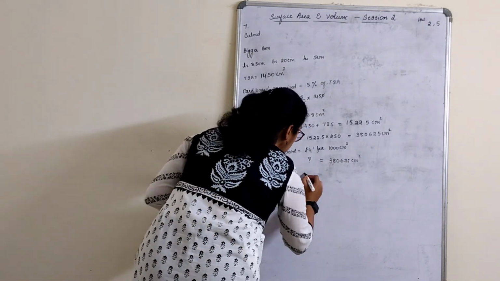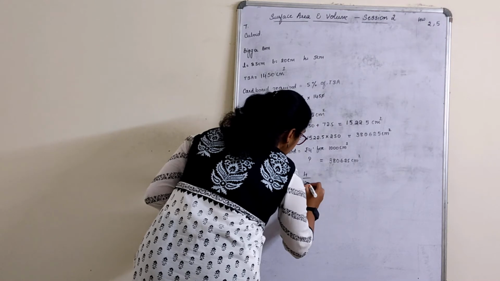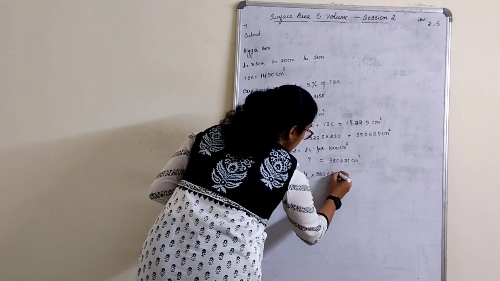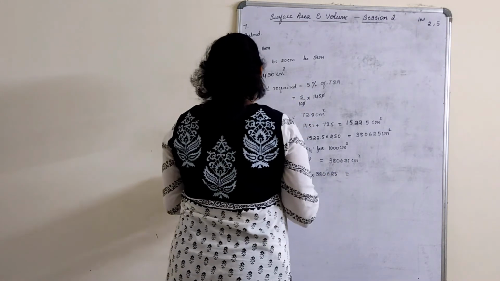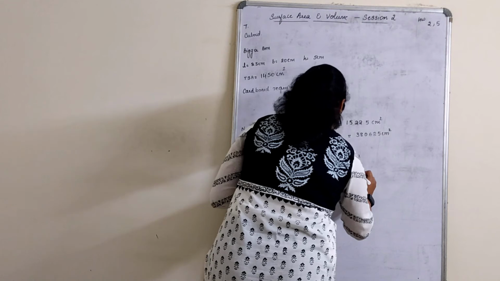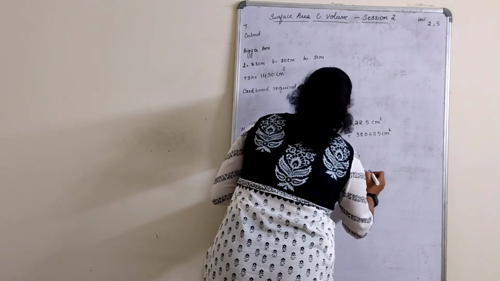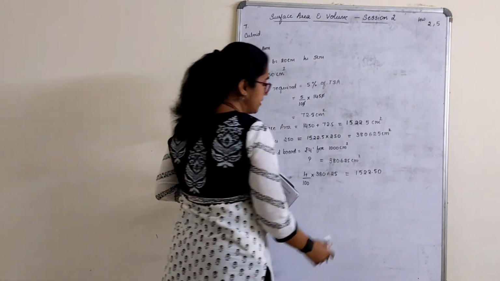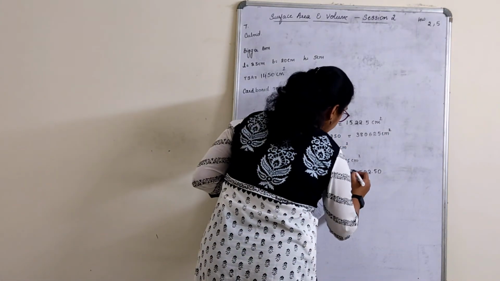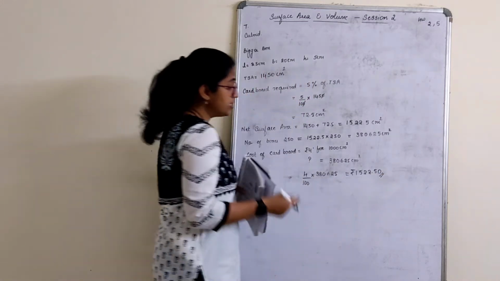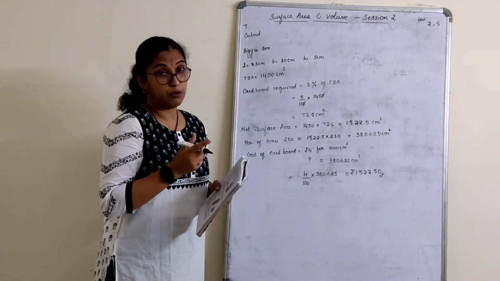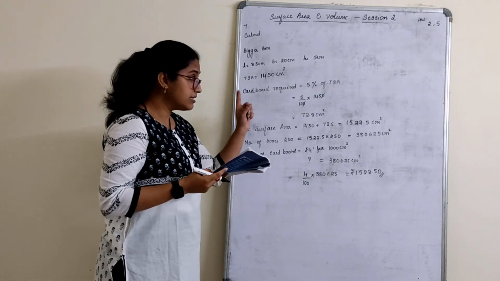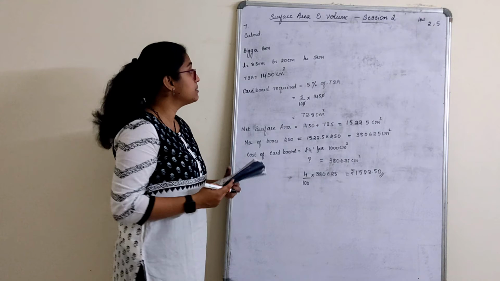So what will you do now? 4 upon 1000 into 380,625, right? So when you divide and cancel, you will get the answer 1522.50. Almost the same thing, but this is the cost. This is for the bigger cardboard now. How much is the amount? 1522.50.